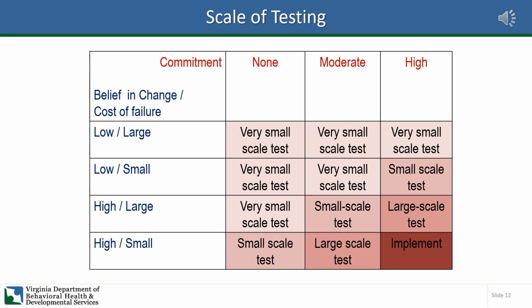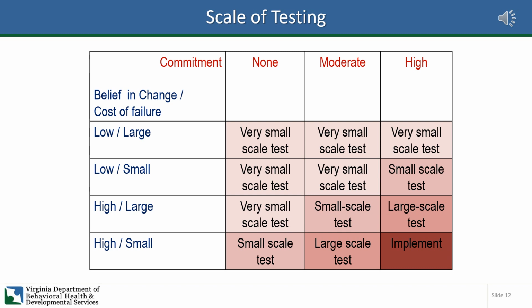However, on the other end of the scale, if the commitment is very high, and if the belief in change is very high and the cost of failure very small, perhaps you should go straight away to full implementation. So in this case, the team may not feel like they need to do a PDSA cycle. So at that end of the scale is full implementation. Probably by the time you got there, you will have done several PDSA cycles.